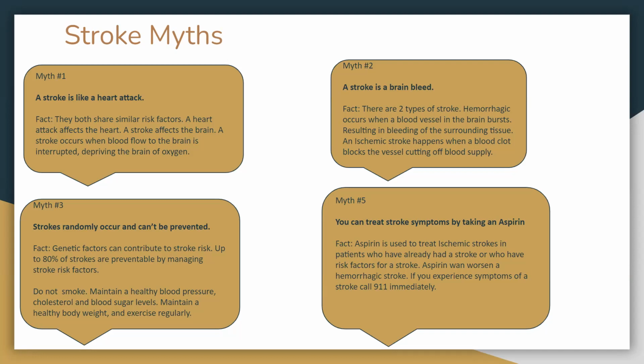Myth number three, strokes randomly occur and can't be prevented. But the fact is that genetic factors can contribute to a stroke, and up to 80% of strokes are preventable by managing risk factors like not smoking, maintaining a healthy blood pressure, cholesterol levels, blood sugar levels, maintaining a healthy body weight, and exercising regularly.